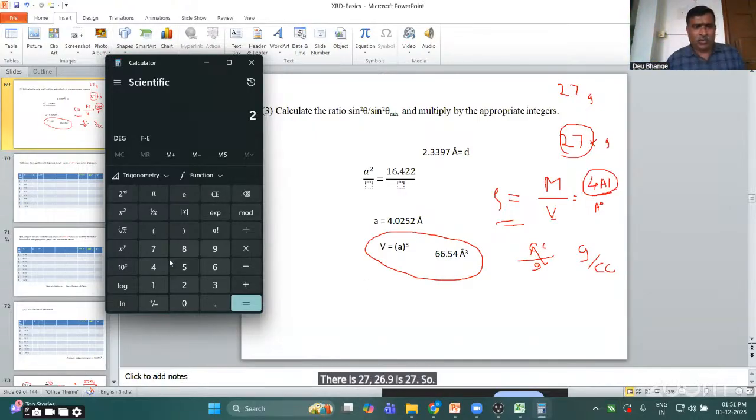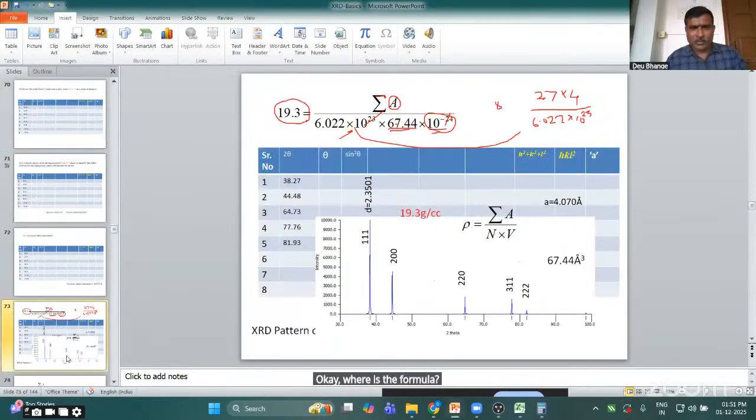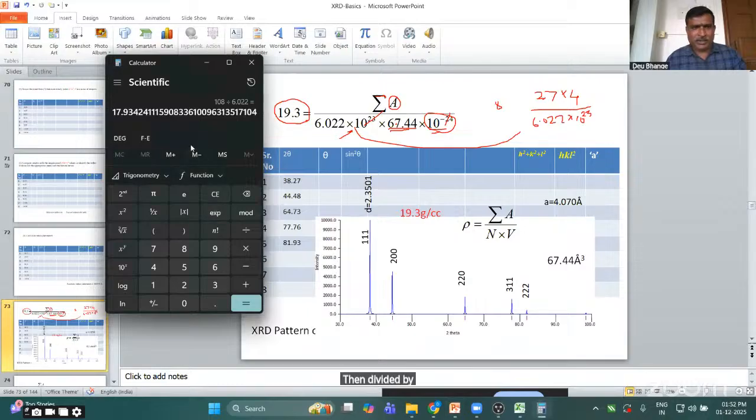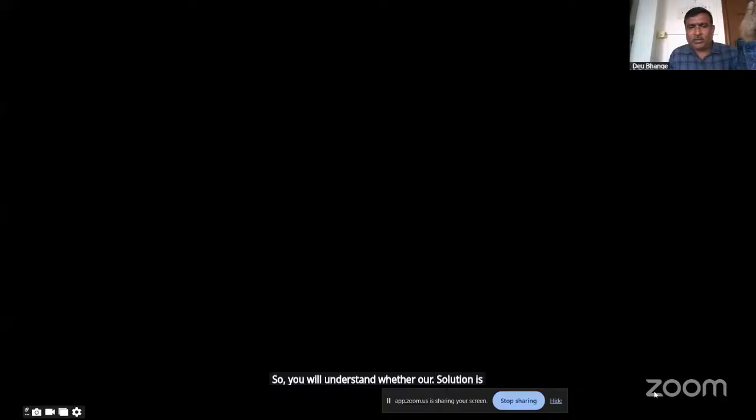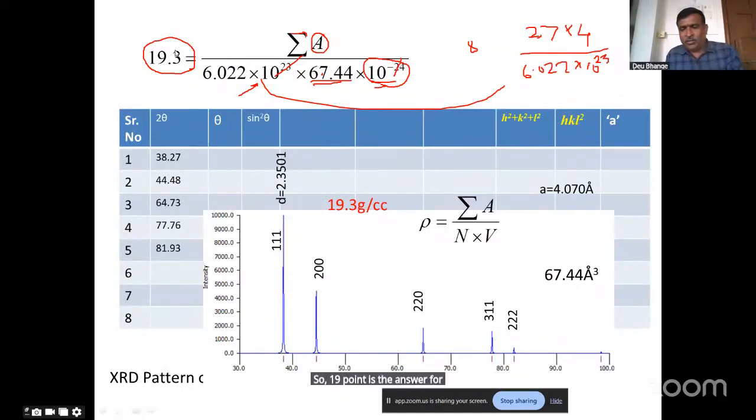So 27 into 4, divided by 6.022, then divide it by 66.54. That is the volume which we have. Into 10 raised to minus 24. The answer is 2.7. You can just Google it out, so you will understand whether our solution is correct or not. 19 point something is the answer for gold. It is not for this one.